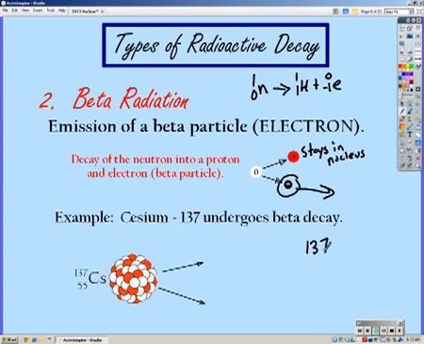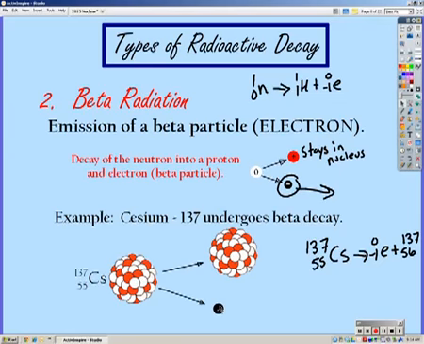So looking at our example problem, we have cesium-137, and cesium's atomic number is 55. Releasing a beta particle, 137 plus 0 gives me 137, and something minus 1 gives me 55, which is 56. So in our picture, we have our beta particle and our barium-137.